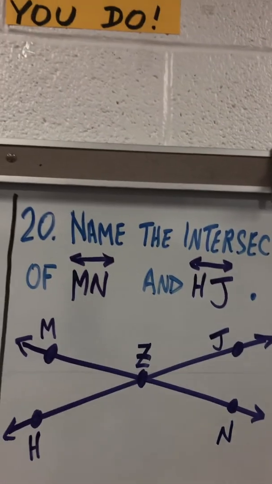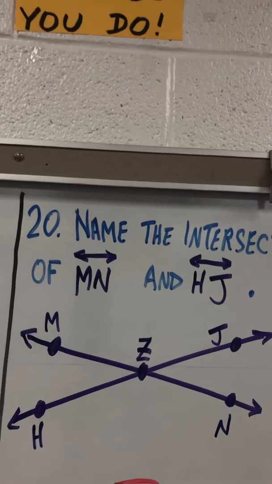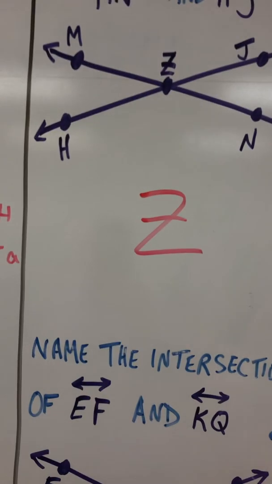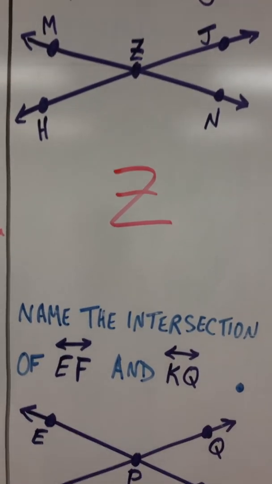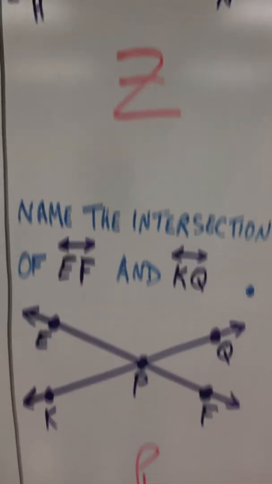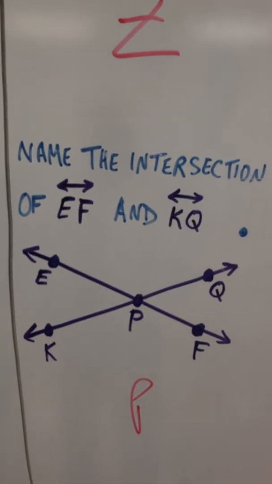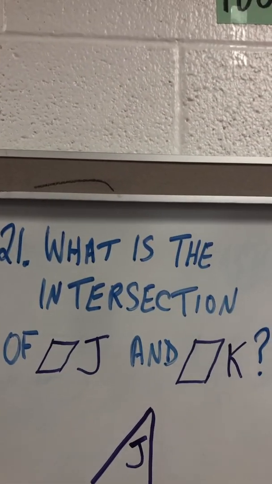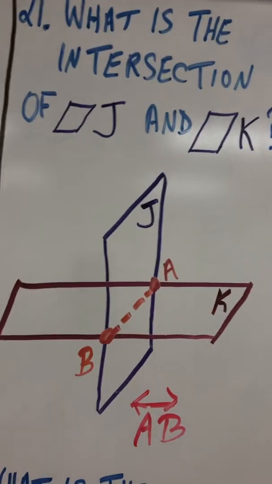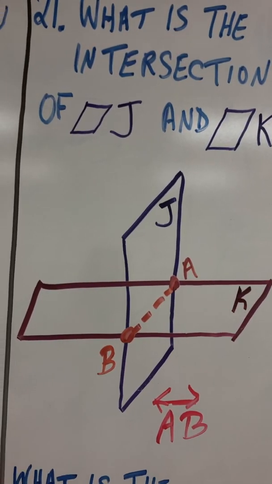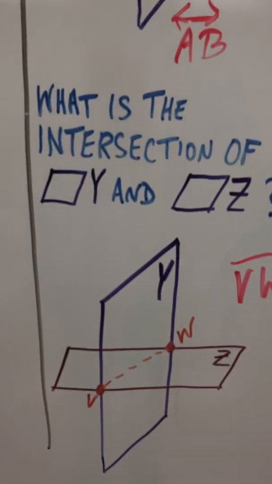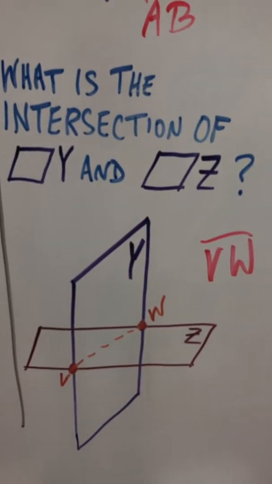Name the intersection of MN and HJ. Z. Name the intersection of EF and KQ. P. What is the intersection of plane JK and plane K? AB. What is the intersection of plane Y and plane Z? VW.